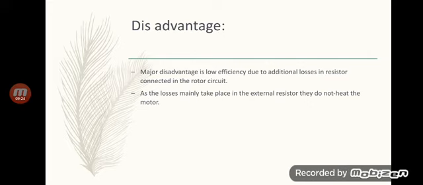A major disadvantage is low efficiency due to the additional loss in the resistance connected in the rotor circuit. As the loss mainly takes place in the external resistor, it does not heat the motor. This is the main advantage of this control.